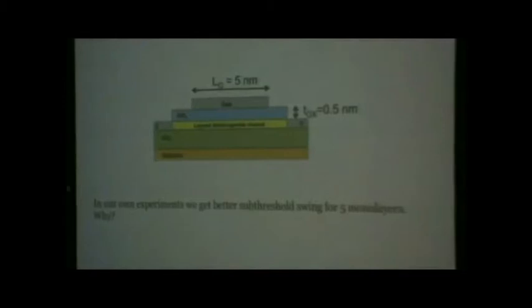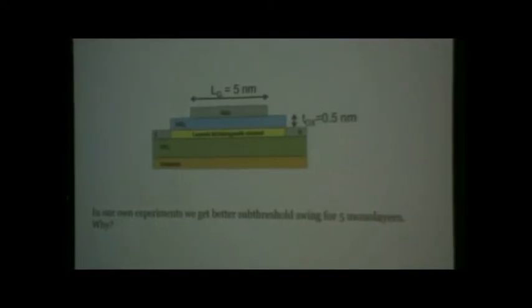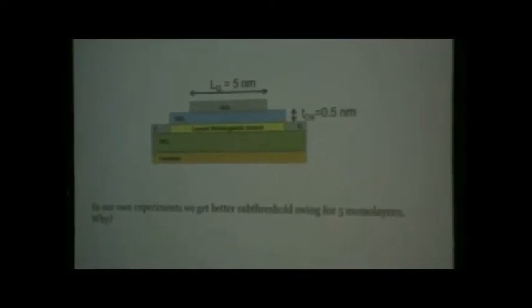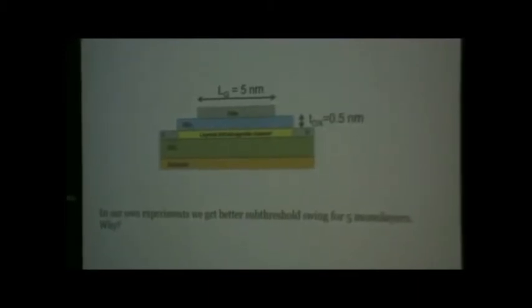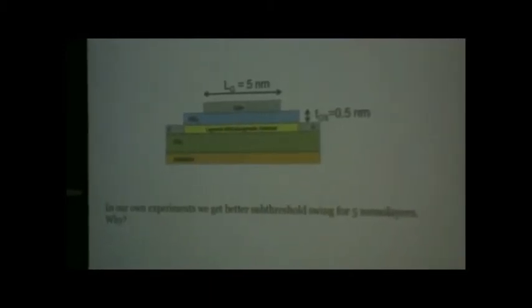So the thing is, when we presented these results, some of the experimentalists in the room at IEDM came to me after my student gave the talk and said, this is not real, because in our experiments, we see at 5 monolayers, we get 60 millivolt per decade. So my answer to them was, even we see 60 millivolt per decade with 5 monolayers in our own experiments. And so why in our simulations we are not seeing this?